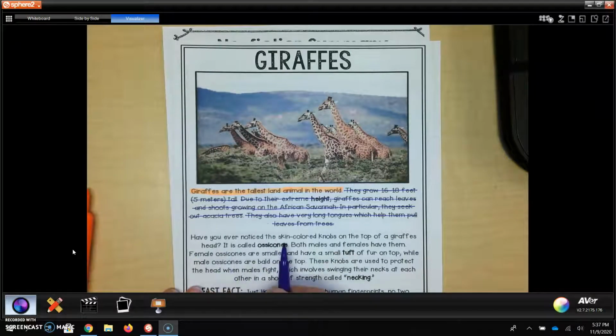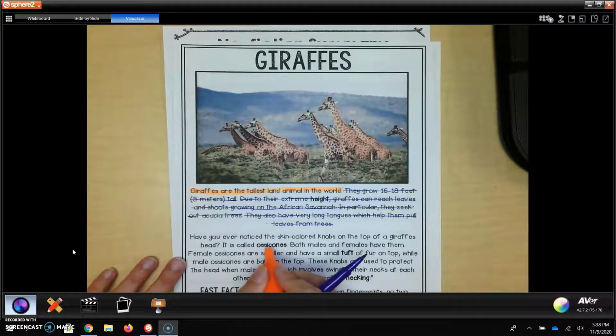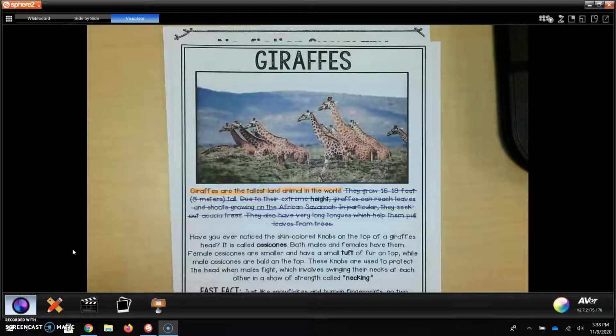Okay, have you ever noticed the skin-colored knobs on top of a giraffe's head? So that's a question. We know that can't be really important because that's asking a question, but we need to go see if they answered the question first. It is called ossicones. So here's a bolded word, and I actually don't know what this bolded word means, so that might be actually a pretty important key fact. And it also answered a question. That's kind of a big clue, too, on a key detail. If something ever answers a question, that's a pretty important thing to know.